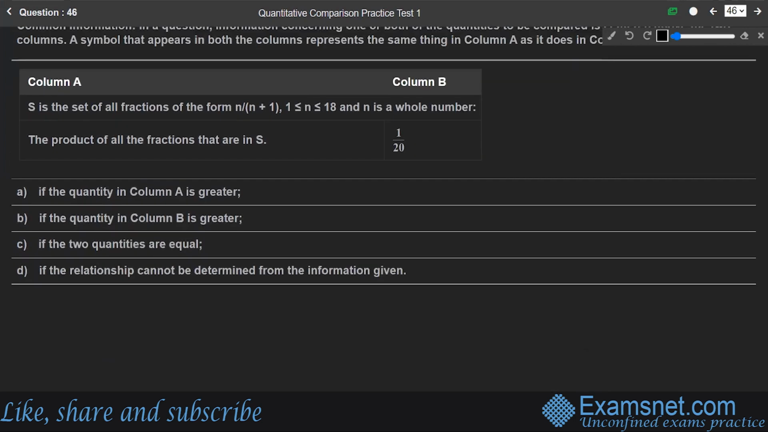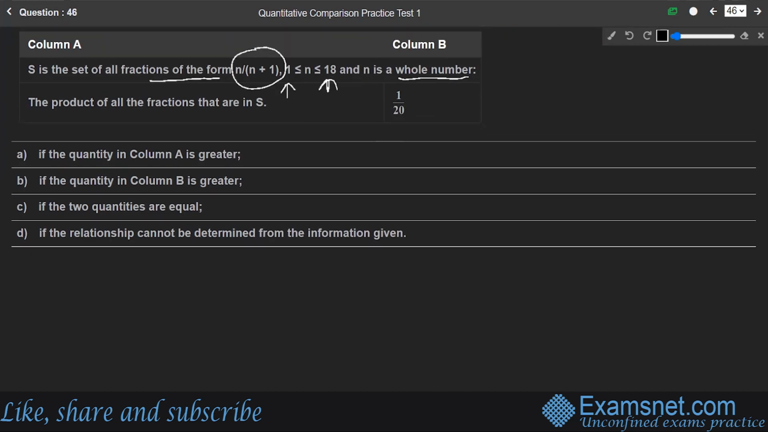Now the question says, column A: S is the set of all fractions of the form n by n plus 1, where n lies between 1 and 18. Both numbers are included, 1 also included, 18 also included, because he's saying 1 is less than or equal to n. So that means n can be equal to 1 as well as 18. And n is a whole number, so no rational number is used, only whole numbers.